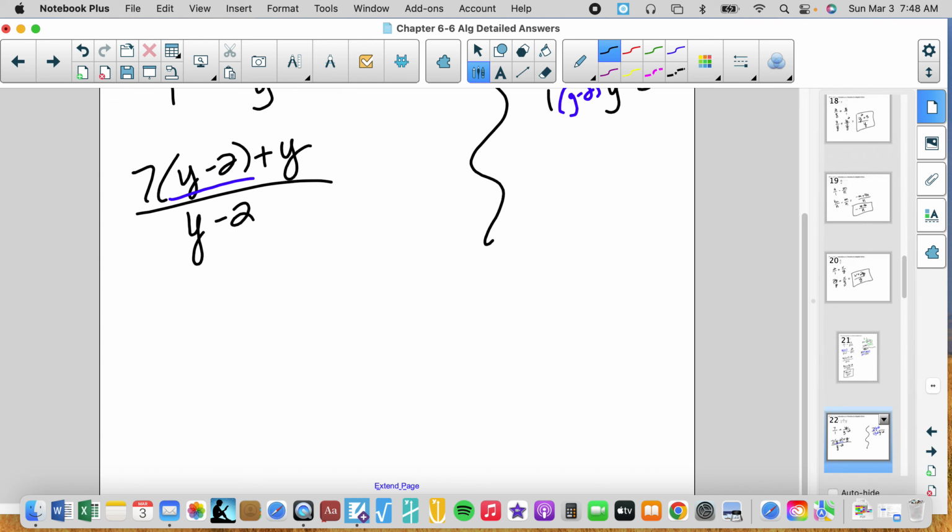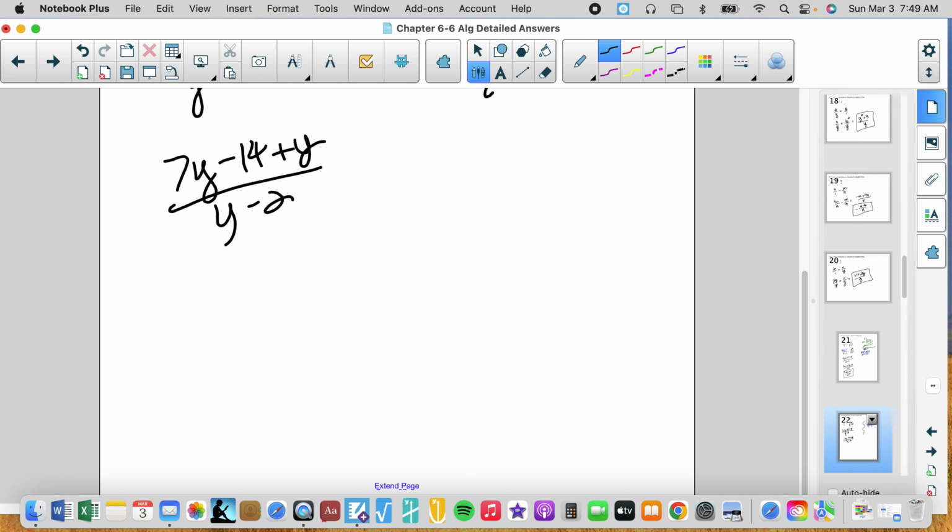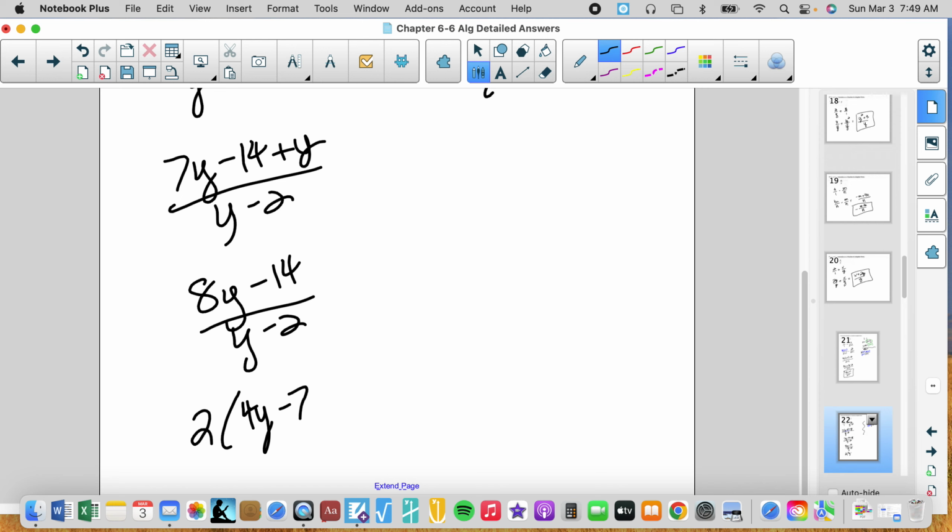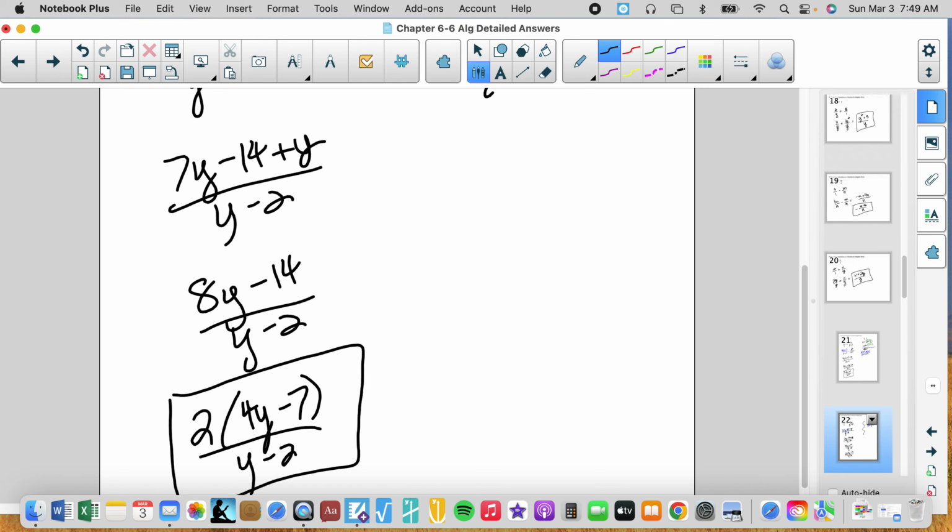That's the work that I don't need to do. I don't have to show that work because I know that step already. And so I can just write it. I know where that statement's going. 8y minus 14 over y minus 2. We can factor out a 2. We get 4y minus 7 over y minus 2 is how I'd like to see it.